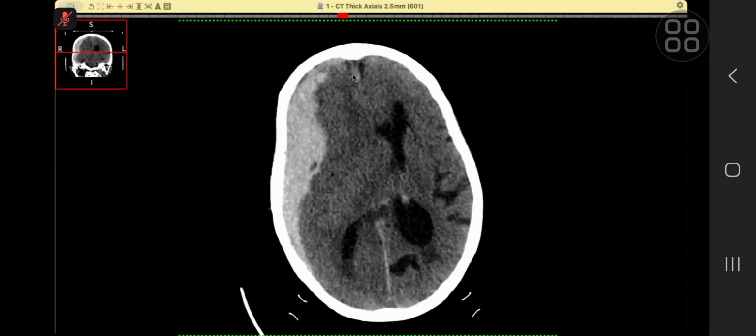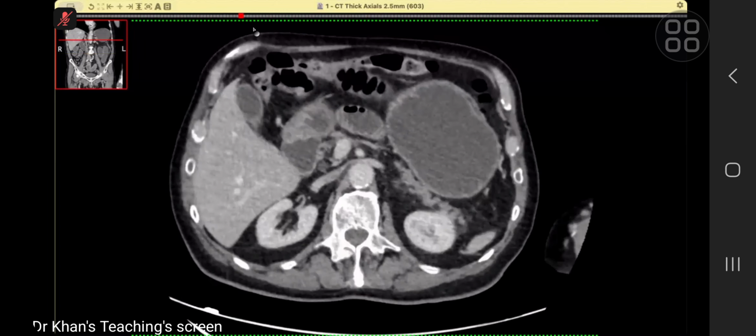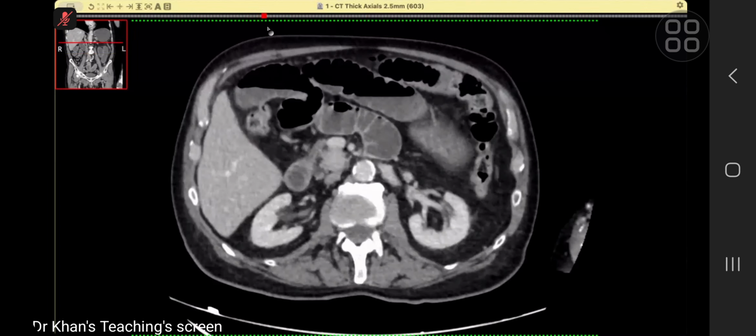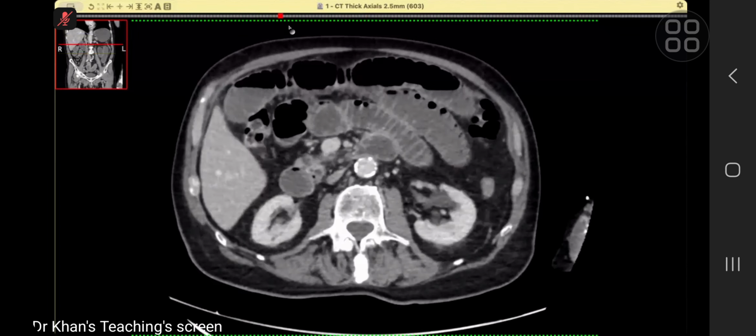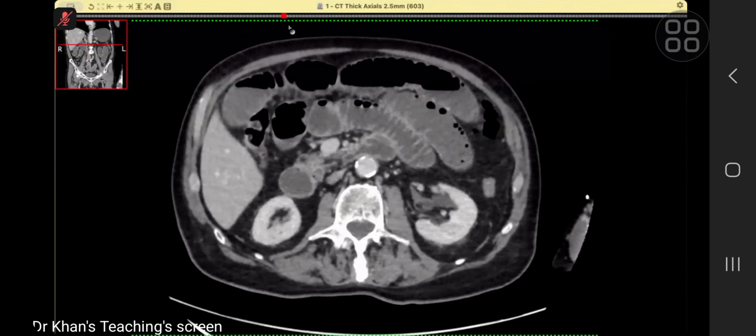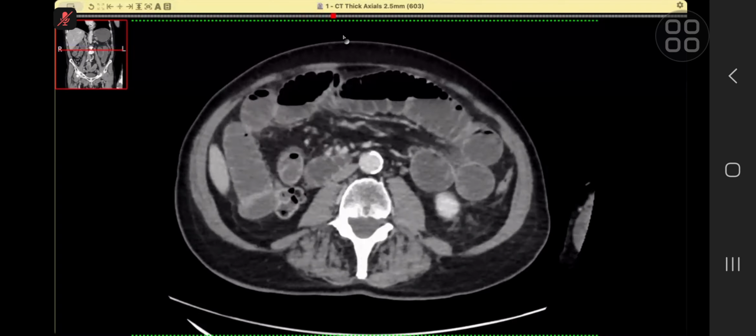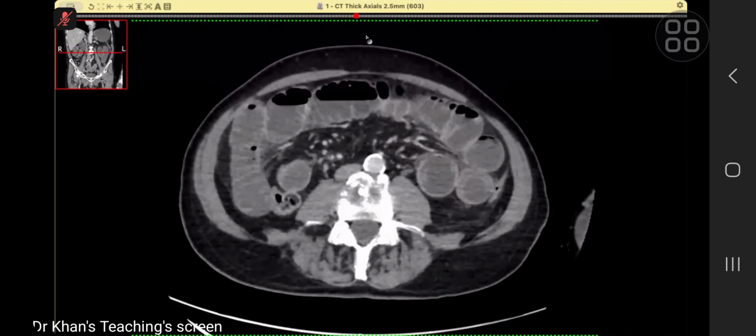In this case, I can see that the stomach is distended, and somehow it shows an air fluid level. So I will go to assess the duodenum and jejunum and the rest of the small bowel. I can see that there are multiple dilated small bowel loops that show multiple air fluid levels.